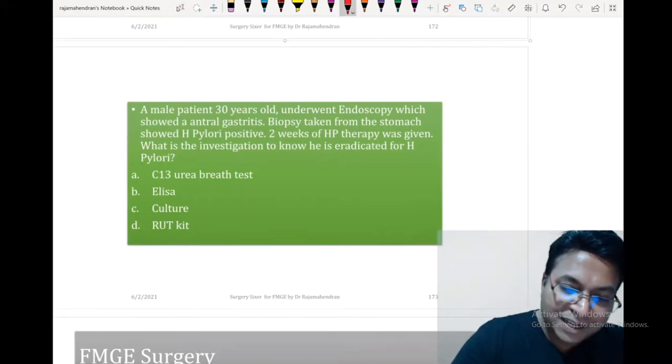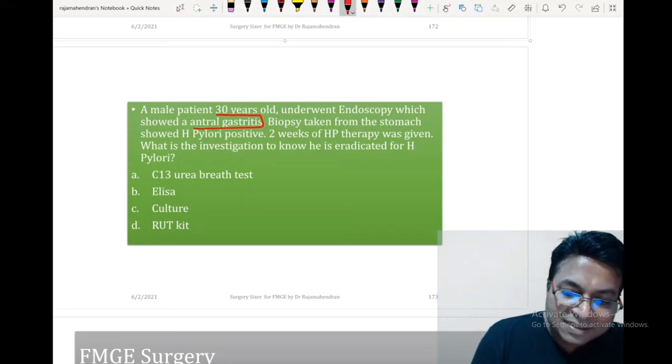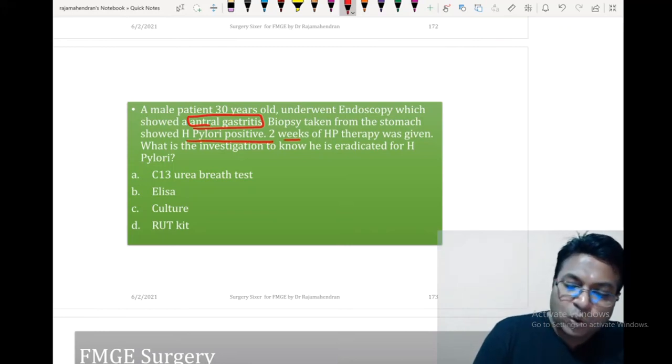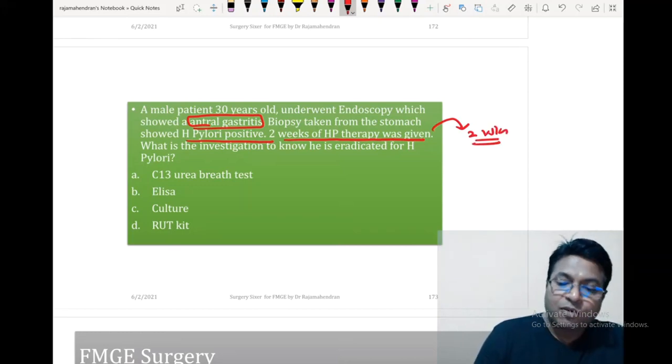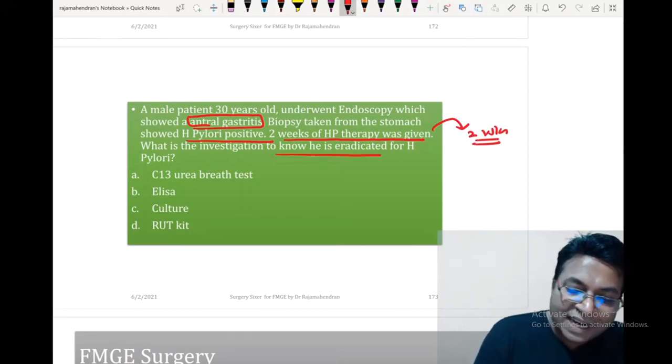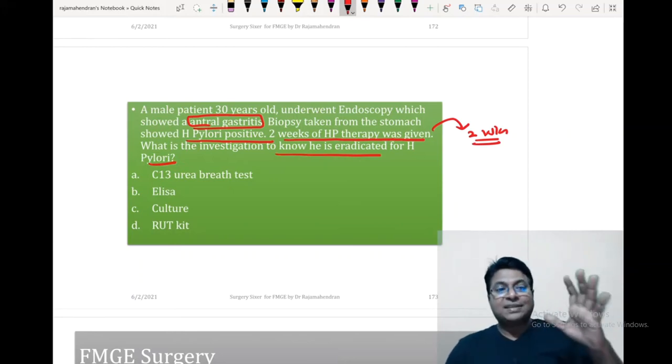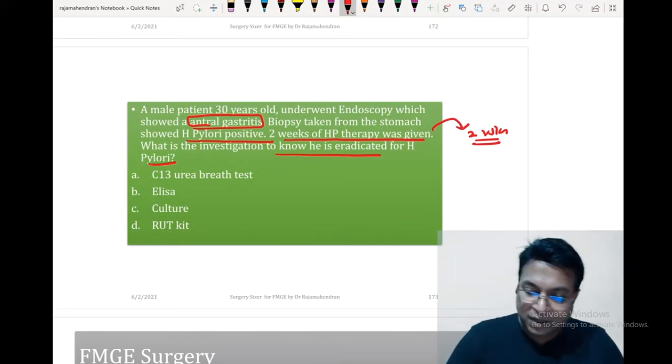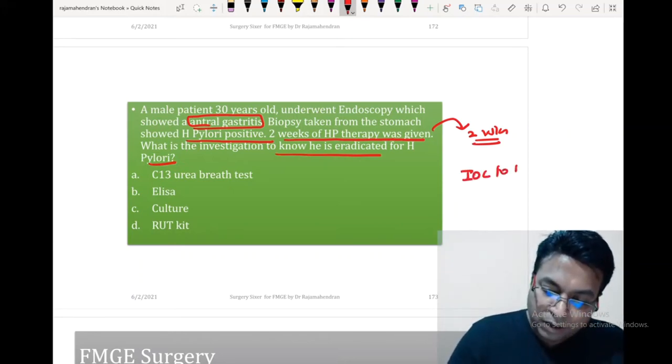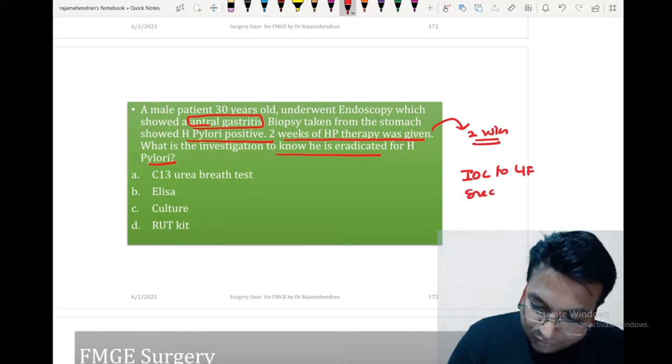A male patient, 30 years old, underwent endoscopy which showed an antral gastritis. Biopsy showed H. pylori positive. He received 2 weeks of H. pylori eradication therapy. What is the investigation to know he is eradicated of H. pylori? Now how to know he is clear of H. pylori? What is the investigation of choice to look for eradication of H. pylori?